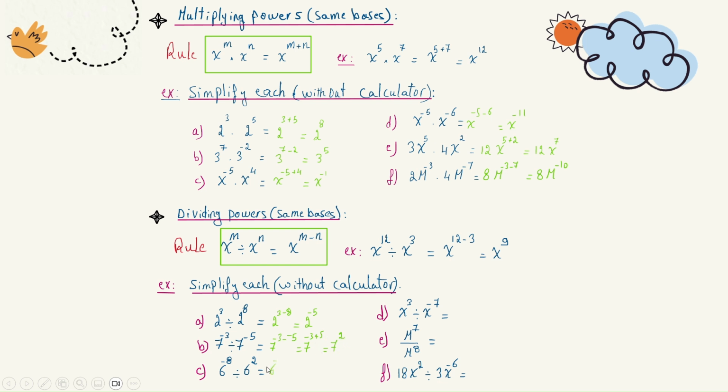Now this one is the same. 8 minus 2, we're going to end up with minus 10. Here also the same, because we have the same bases, we're going to subtract the exponents. 3 minus negative 7 ends up as 3 plus 7, or 10.